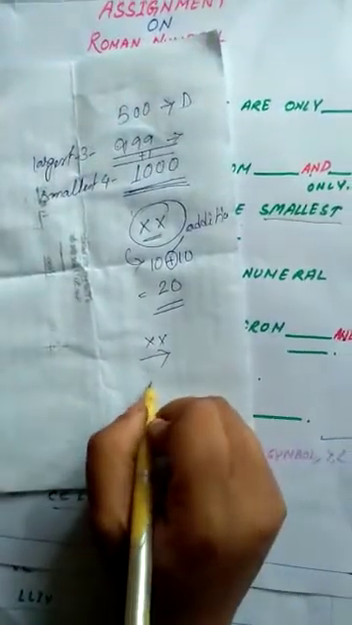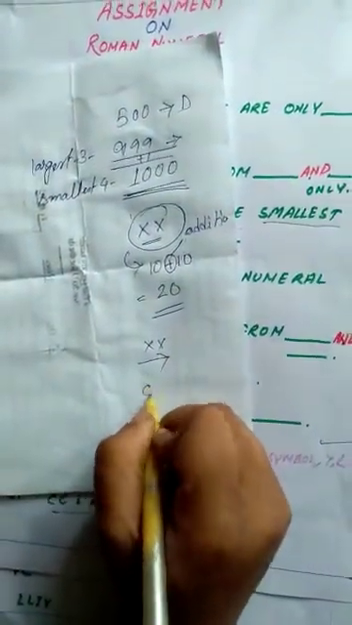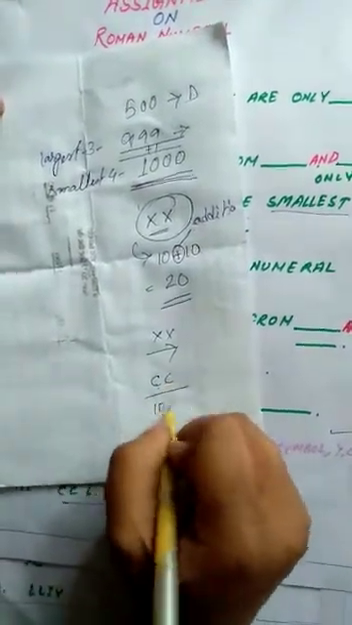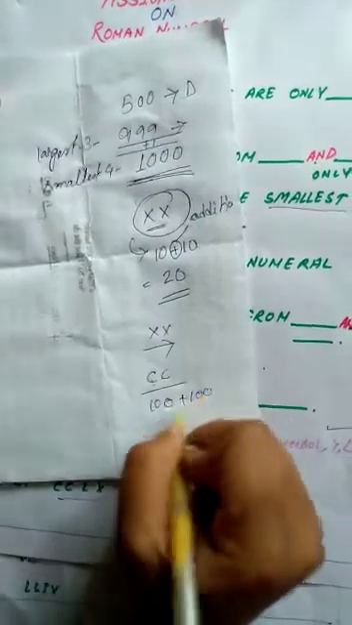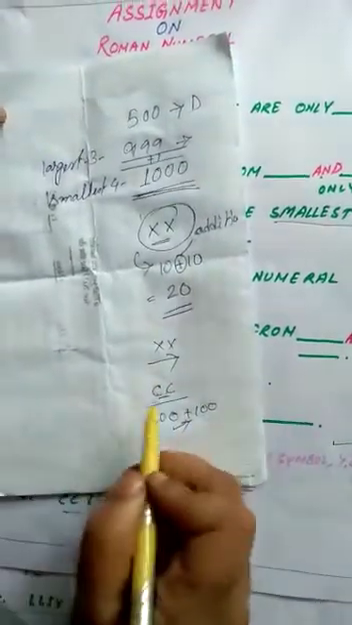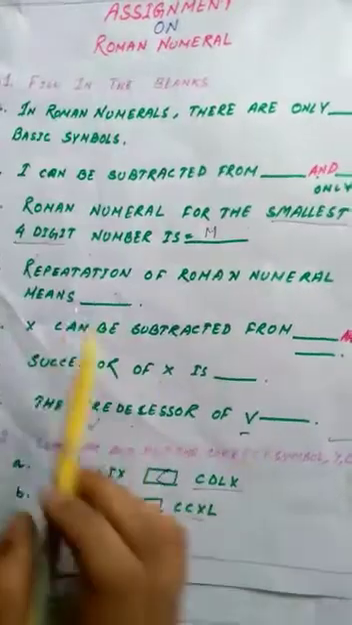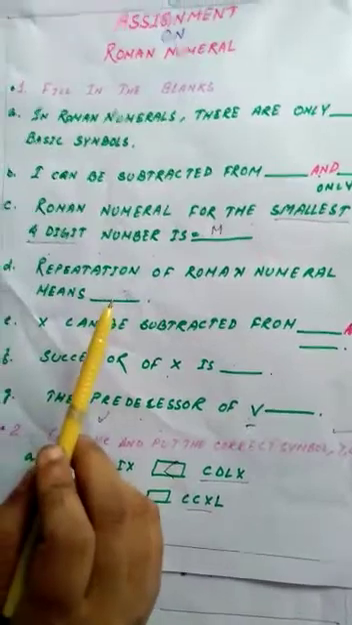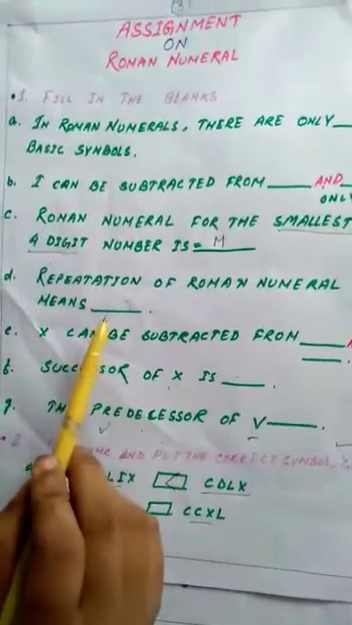Then 200, how can we write 200? CC, that means C is repeated. So 200 means 100 plus 100. So it means addition. C is repeated, that means it means the addition. So you have to write your addition, and it is rule number 1. I have said this also.